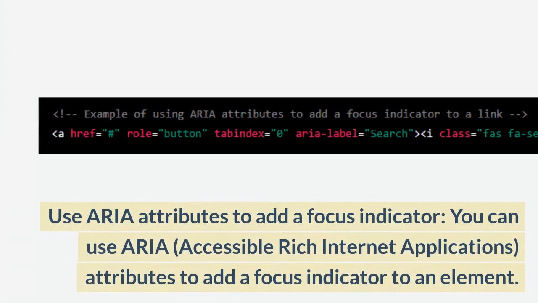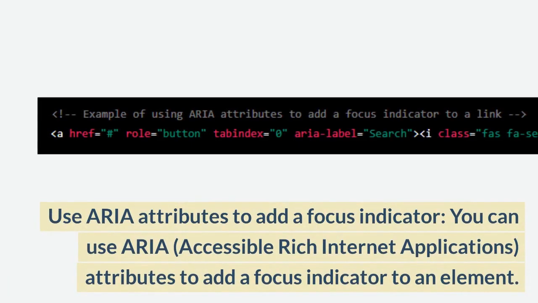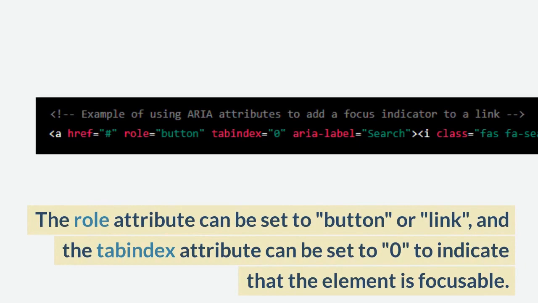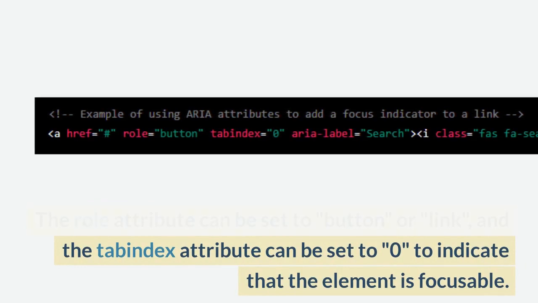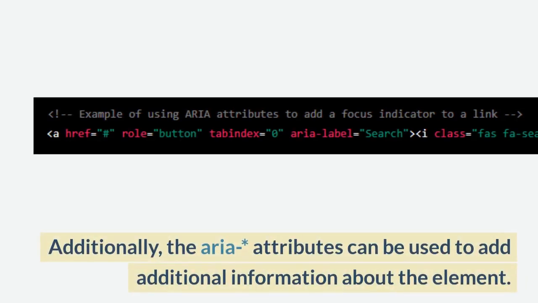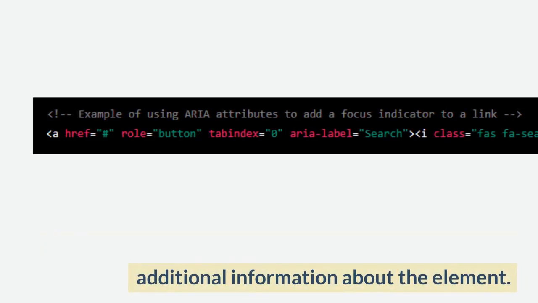Use ARIA attributes to add a focus indicator. You can use ARIA, accessible rich internet applications, attributes to add a focus indicator to an element. The role attribute can be set to button or link, and the tabindex attribute can be set to 0 to indicate that the element is focusable. Additionally, the ARIA attributes can be used to add additional information about the element.